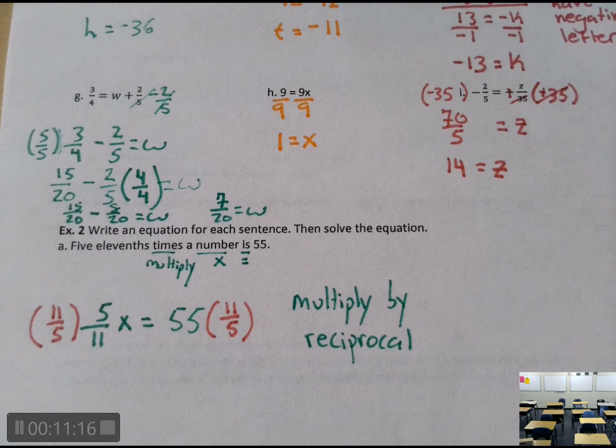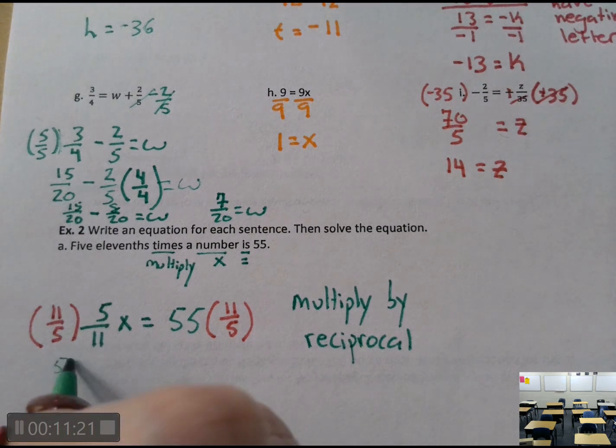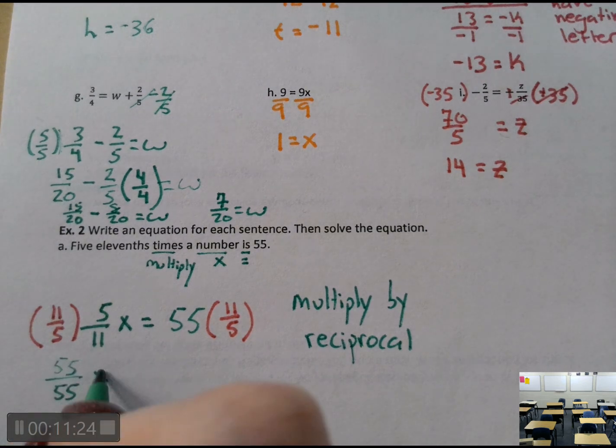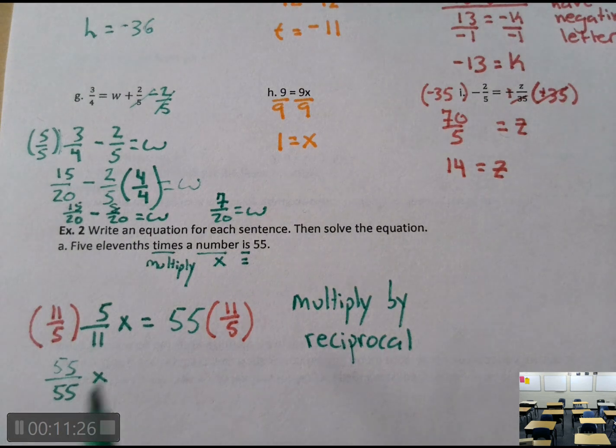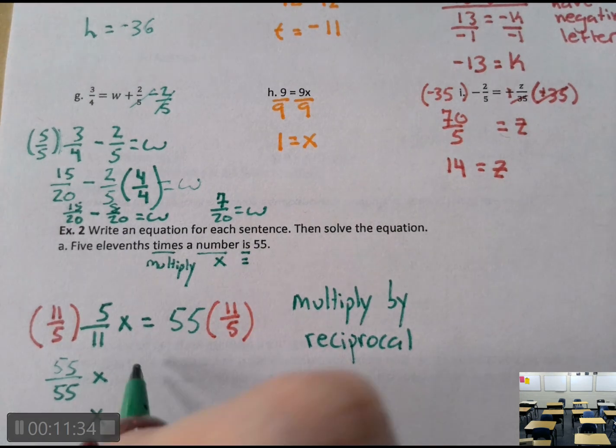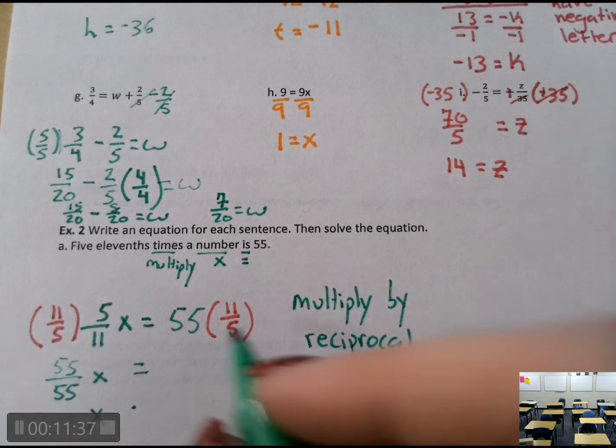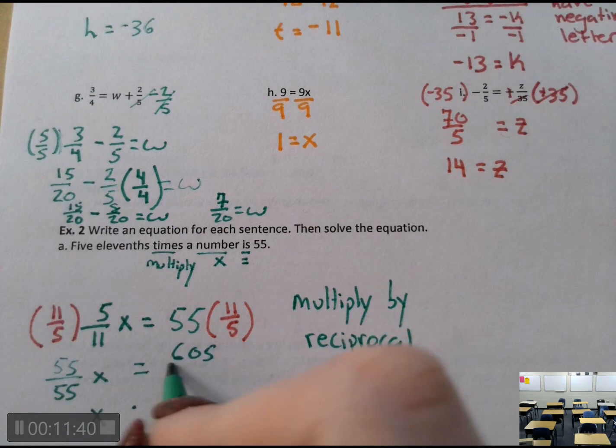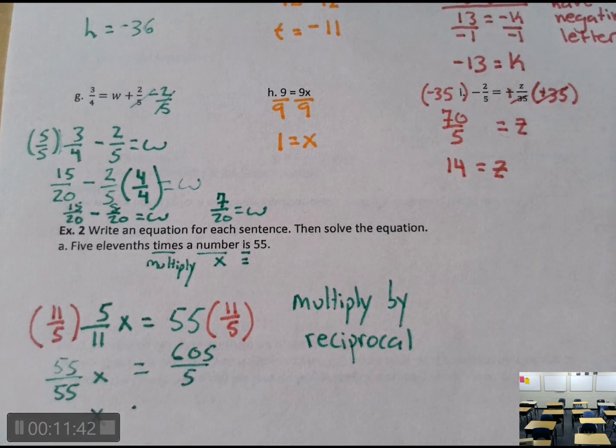11/5 will cancel out the 5/11 because this will just become 55/55. Well, 55/55 just equals 1x. Alright, and so then it's going to be equal to 55 times 11, which is going to give us a big number of 605 divided by 5. But we can just put that in our calculator, so 605 divided by 5 will give us 121. And that's our answer. Alrighty.